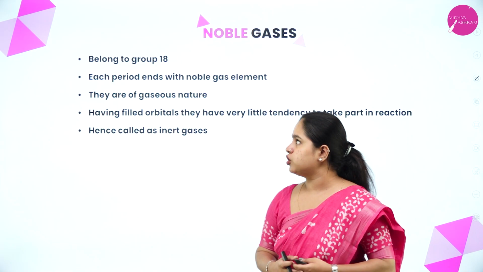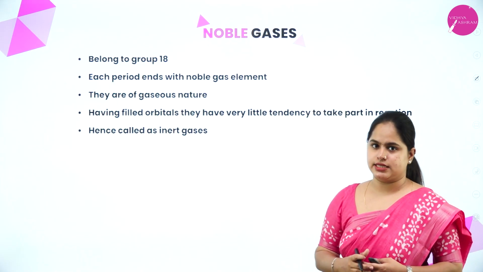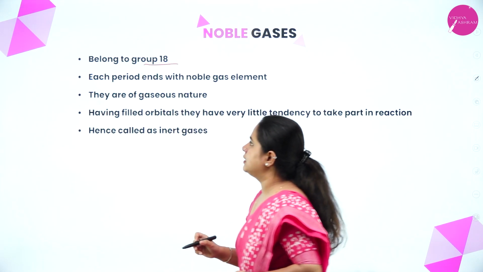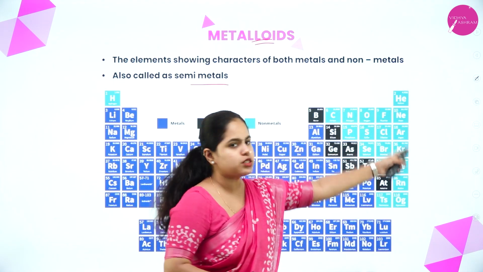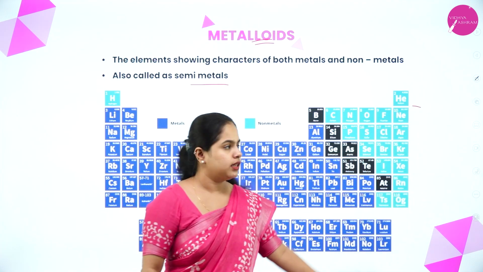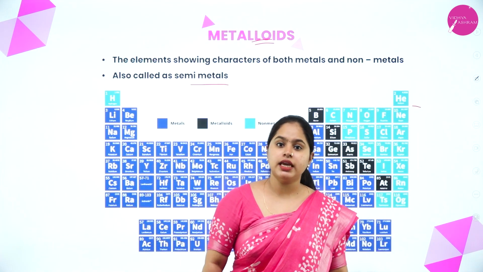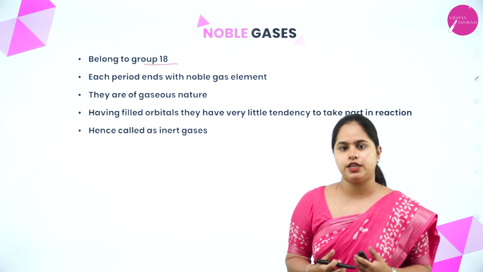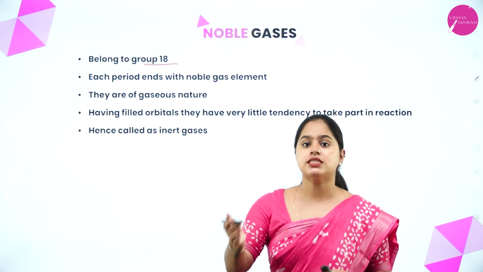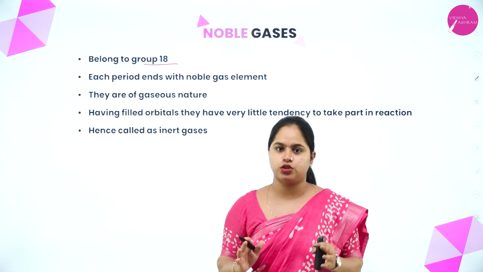Yes, so moving on to the next part, that is noble gases. Now what about noble gases? They belong to group 18. So yes, the last group that you can see, right, starting from helium. Yes, this whole group is the noble gases. Now, what is the speciality of noble gases? They already have attained an octet. That means they have 8 electrons in their outermost shell.